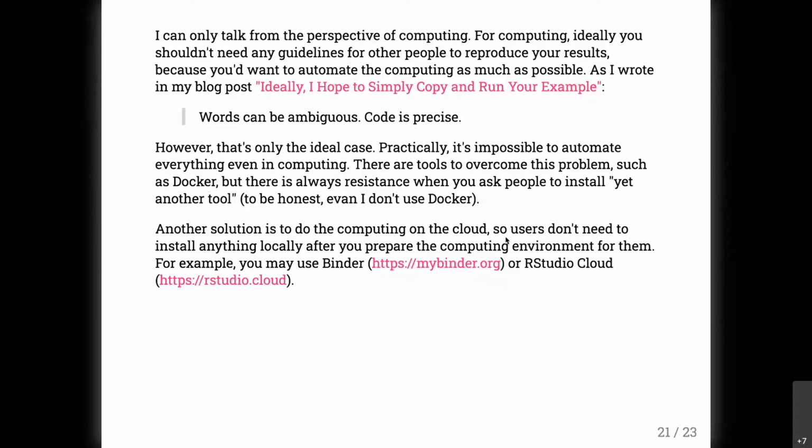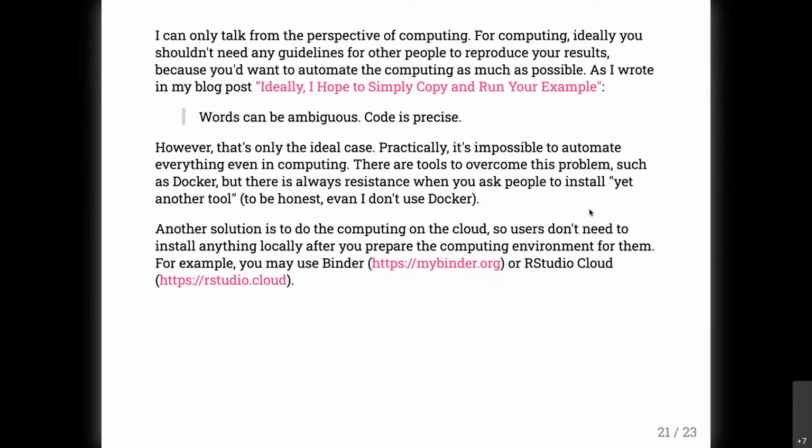But I admit that that's only the ideal case. Practically, it's impossible to automate everything. Even in computing, there are tools to overcome this problem, such as Docker. But to be honest, even I don't use Docker myself. And if you ask people to install yet another software tool, there will always be resistance.